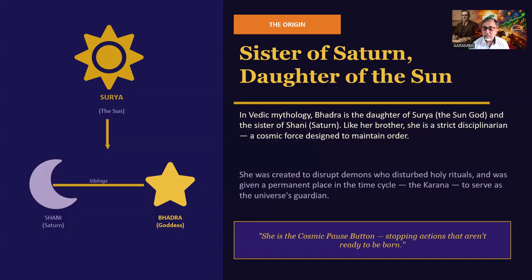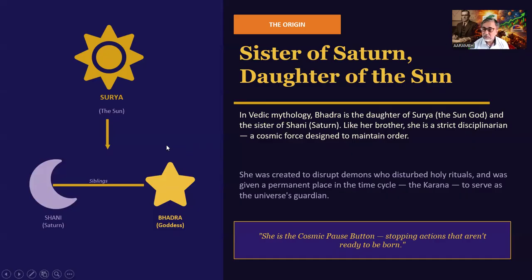In Vedic astrology, Bhadra is the daughter of Surya, the sun god, and the sister of Shani. Like her brother, she is a strict disciplinarian and a cosmic force designed to maintain order. Like brother, like sister. So you need to understand the importance of Bhadra also. She was created to disrupt demons who disturbed holy rituals and was given a permanent place in the time cycle, the Karana, to serve as the universe's guardian. She is the cosmic pause button, stopping actions that are not ready to be born.